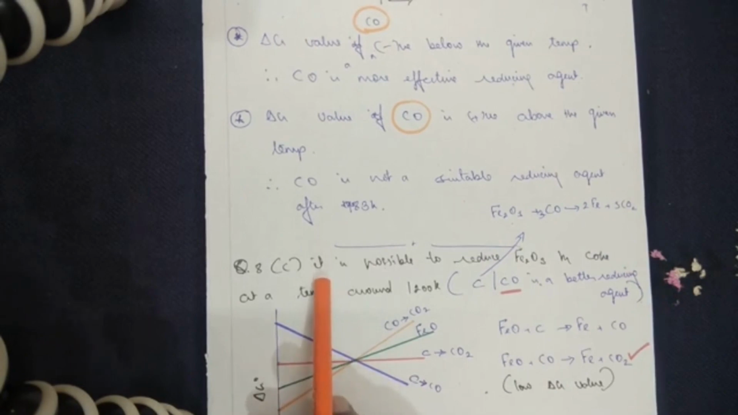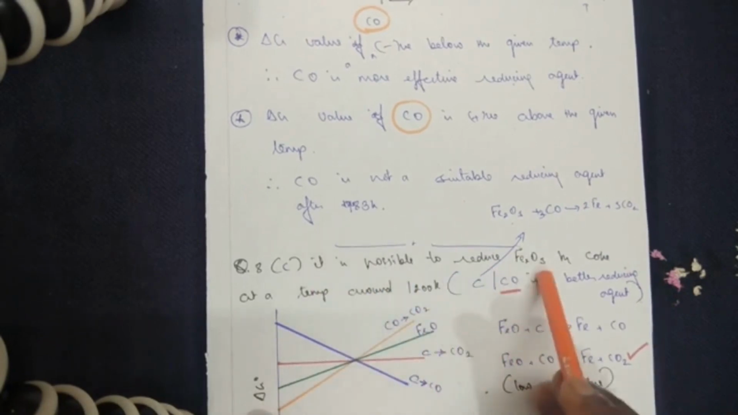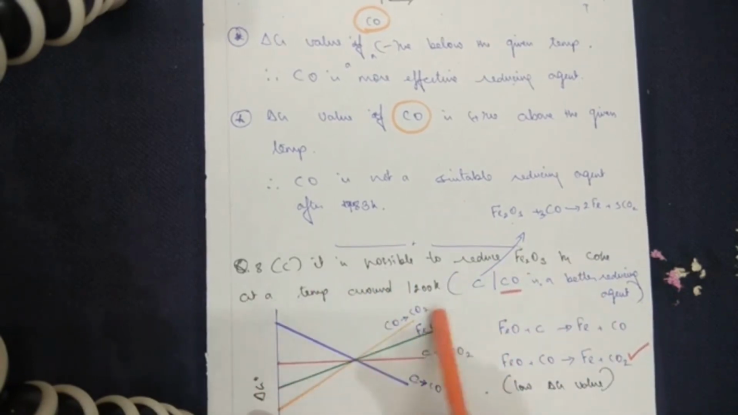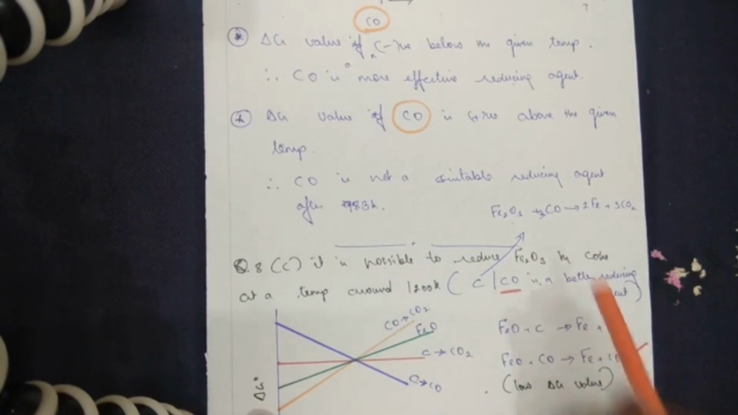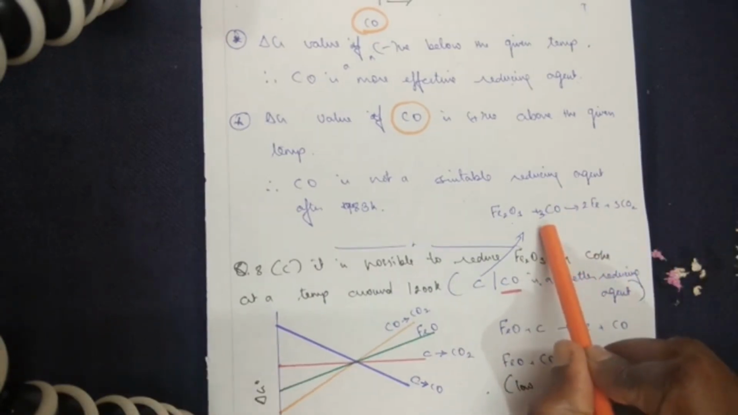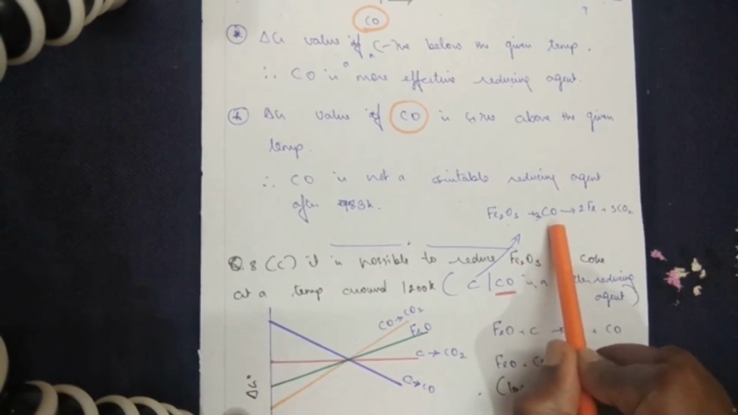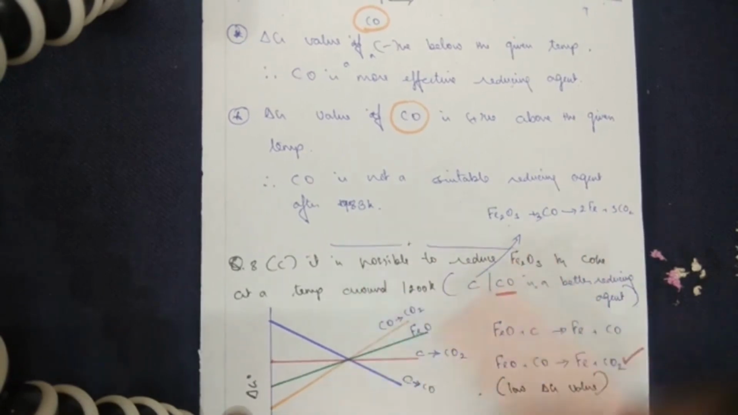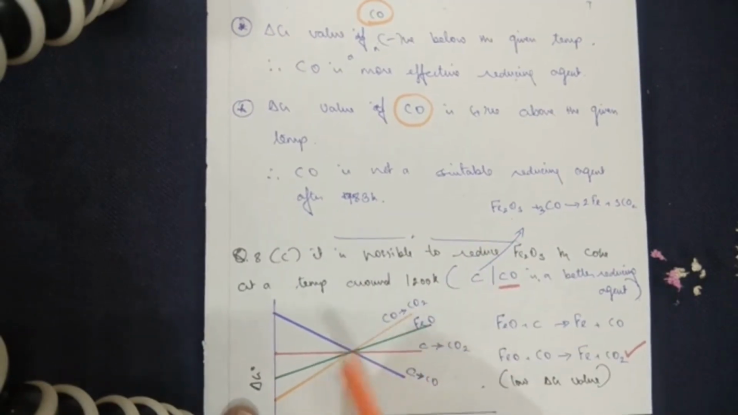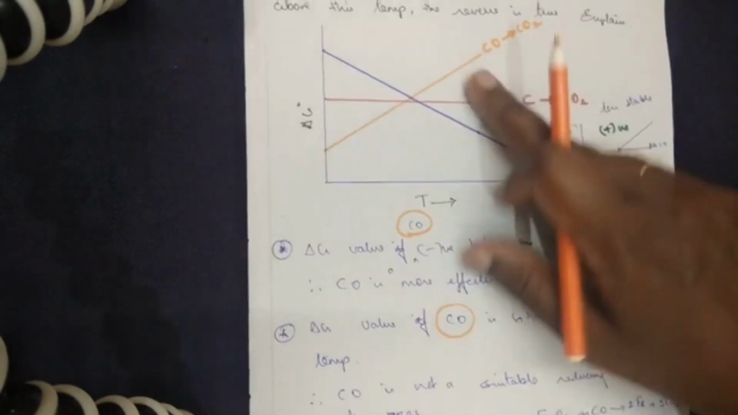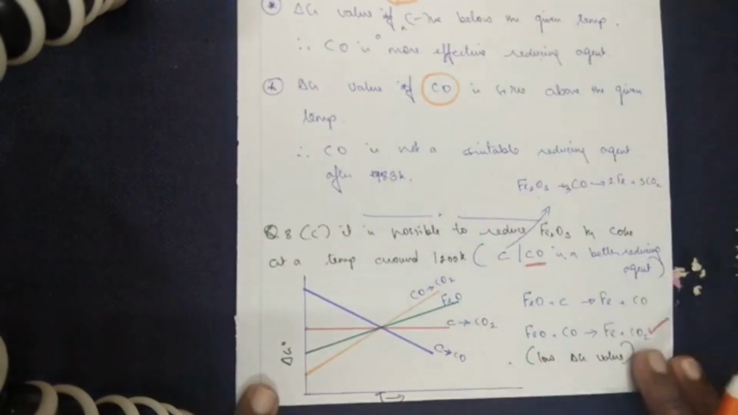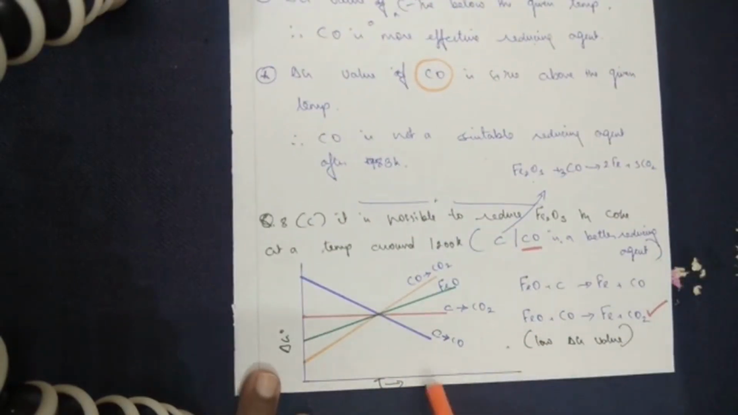Here the given question is, is it possible to reduce iron oxide by coke at a temperature? Coke stands for carbon here. Naturally, by proven method, we take carbon monoxide to be a reducing agent. The question is, can we reduce using carbon? If we use it, what happens? Now the same concept here, we'll go back to the same diagram. I have used the same color ink for you.